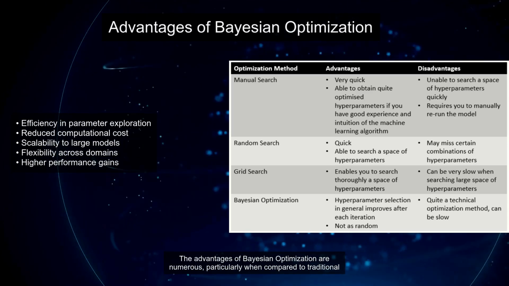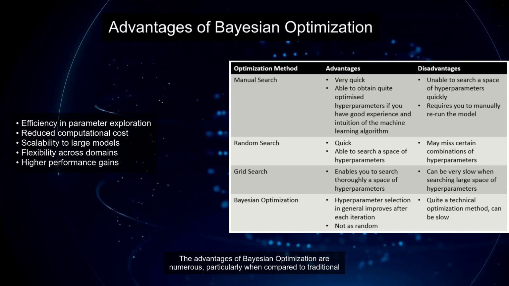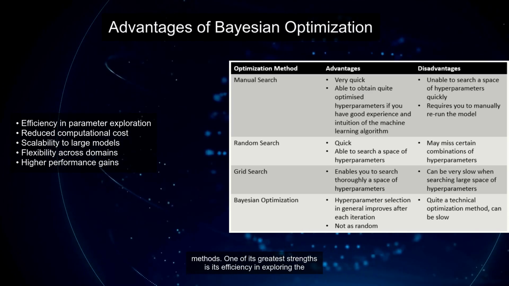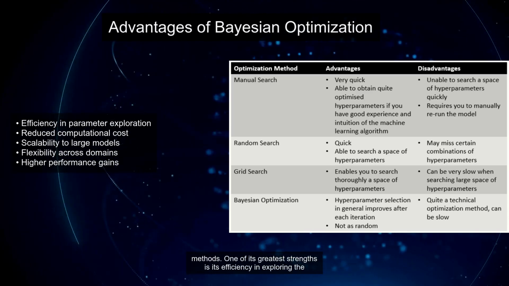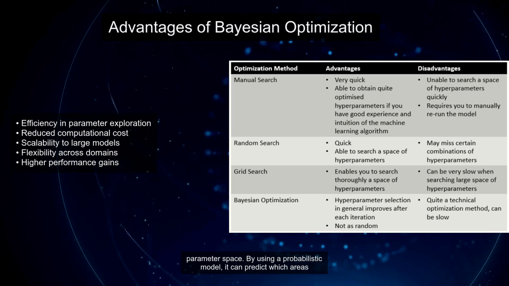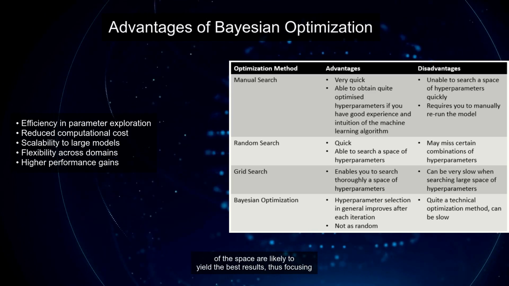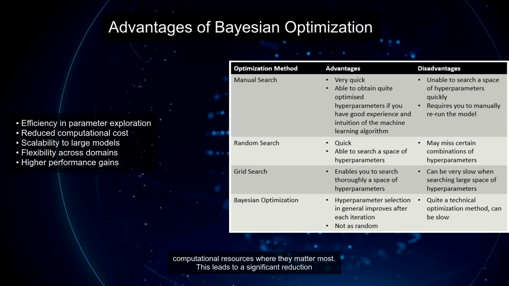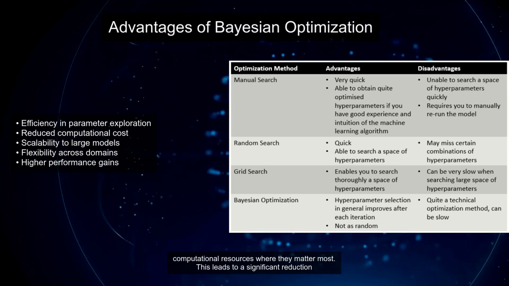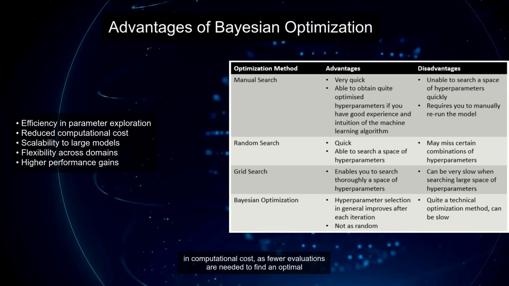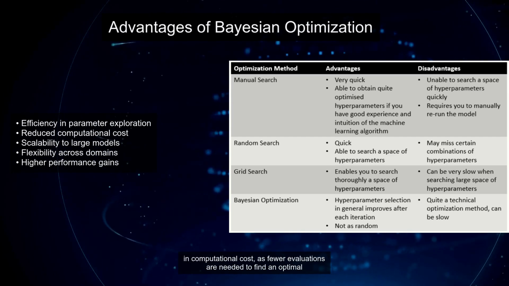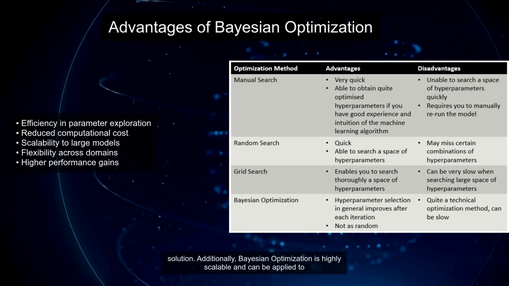The advantages of Bayesian optimization are numerous, particularly when compared to traditional methods. One of its greatest strengths is its efficiency in exploring the parameter space. By using a probabilistic model, it can predict which areas of the space are likely to yield the best results, thus focusing computational resources where they matter most. This leads to a significant reduction in computational cost, as fewer evaluations are needed to find an optimal solution.